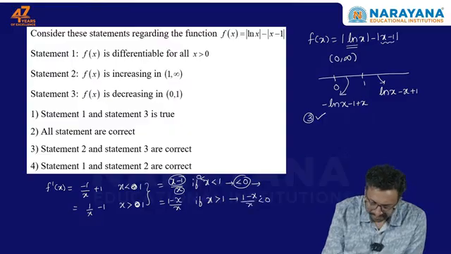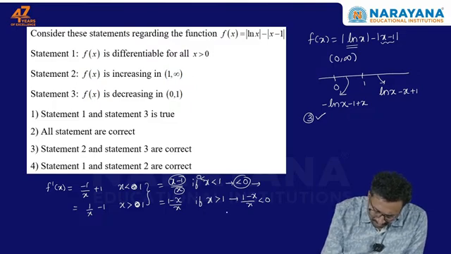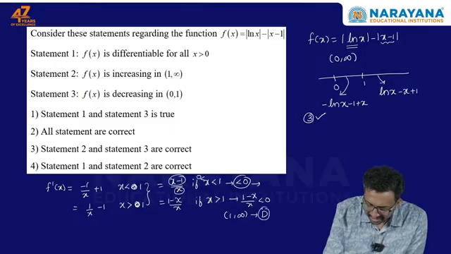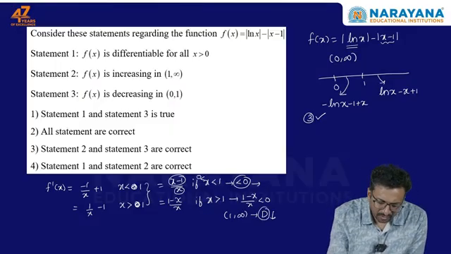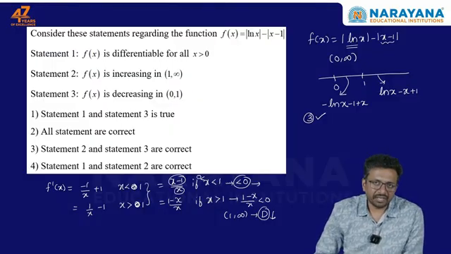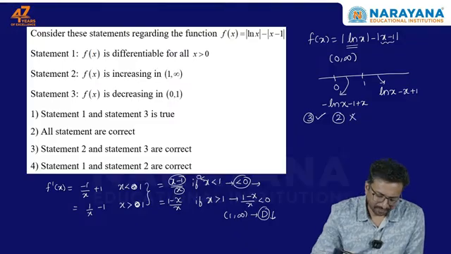Next, if x is greater than 1, you can see that (1 minus x) by x is also negative, right? So even after 1, that means from 1 to infinity also the function is decreasing. Statement 2 says that f of x is increasing in 1 to infinity, which is wrong. So statement 2 is wrong.